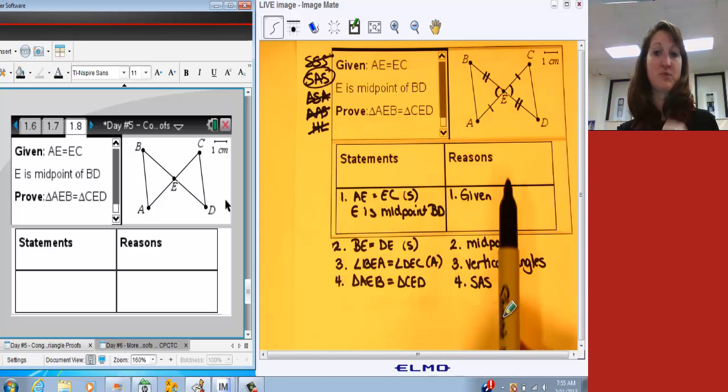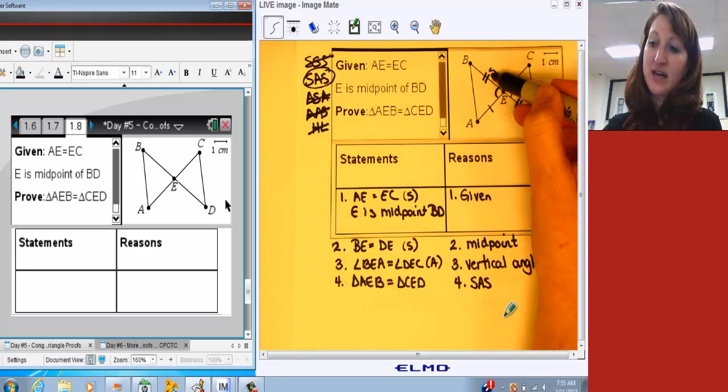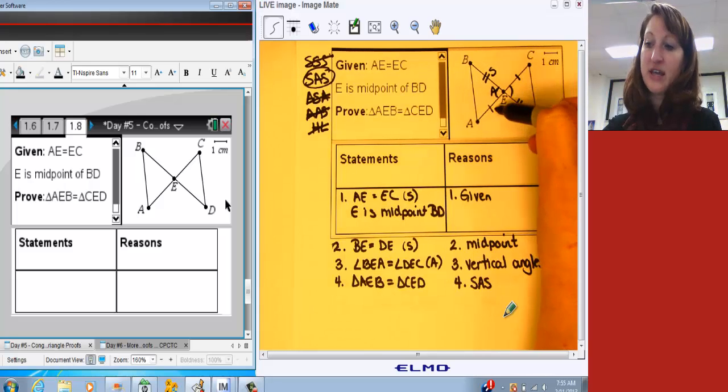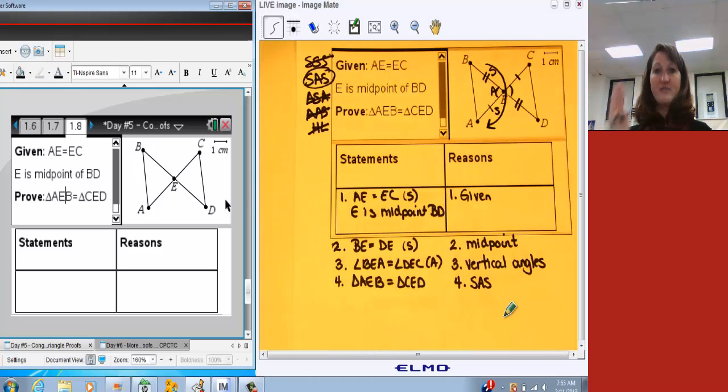The order comes from your picture. In your picture, you have a pair of sides, then a pair of angles, then another pair of sides. So as you work your way around the picture, you have in order sides, angles, sides.